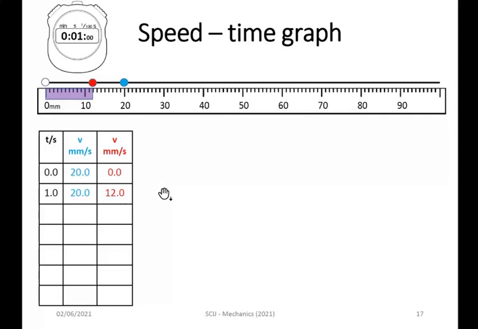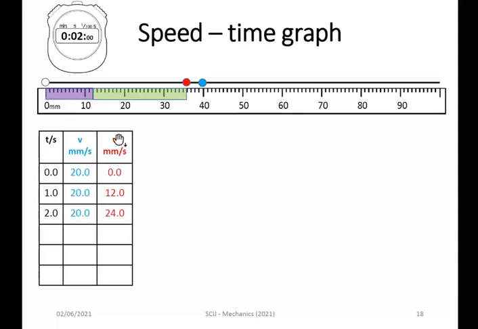Let's move on to the next moment, which is the second. At this point, the red particle moved about 24 millimeters. From here all the way to this part will be 24 millimeters. And 24 millimeters within 1 second will give us 24 millimeters per second. You see that it was moving slower and later on picked up speed.